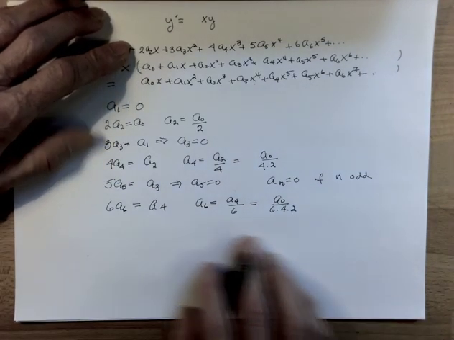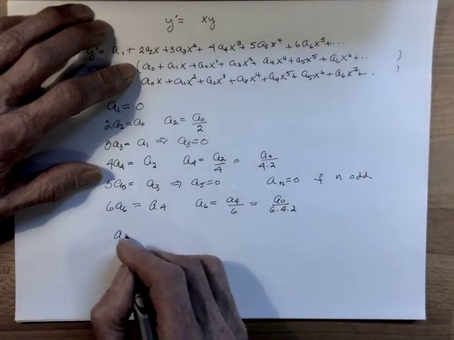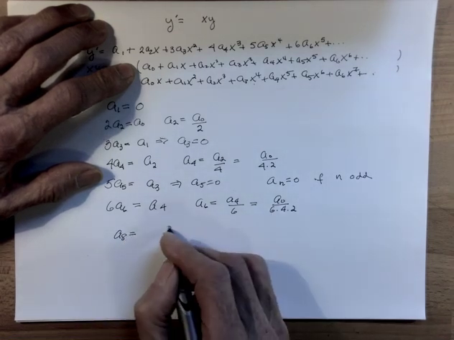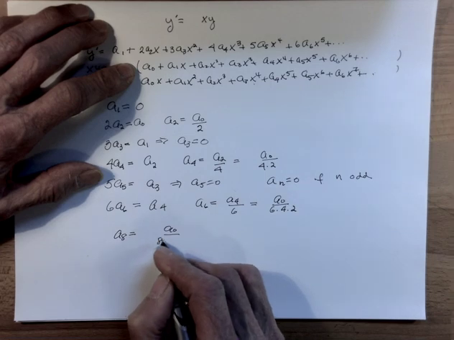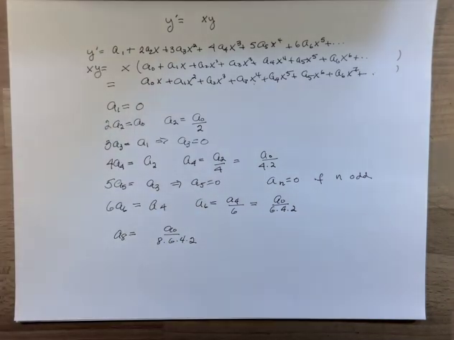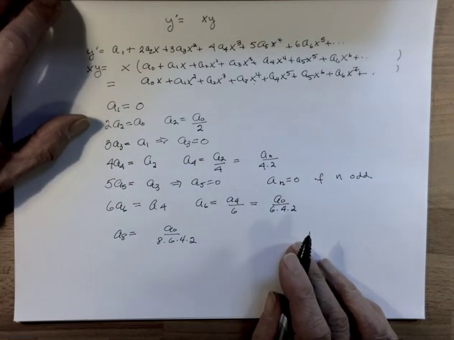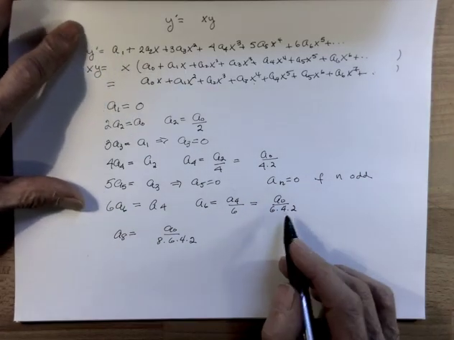I don't know if you can see the pattern. What do you think a8 is? a8 is going to be a0 times 8 times 6 times 4 times 2. Let's take a look at those. We're going to rewrite that.